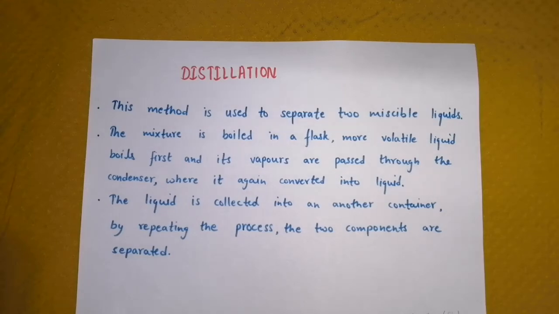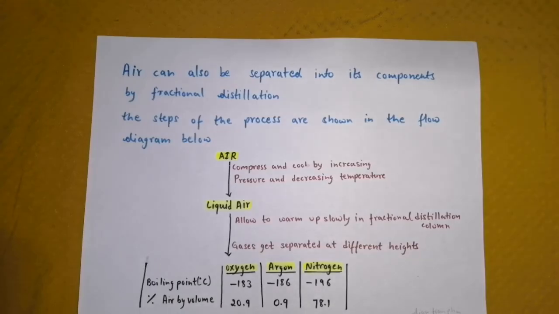Distillation. It is a method of separating two miscible liquids. The mixture is boiled in a flask. The more volatile liquid boils first. Its vapors are passed through a condenser, where they are again converted into liquid. The liquid is collected into another container. By repeating the process, the two components can be separated. Air is also separated into its components by fractional distillation.